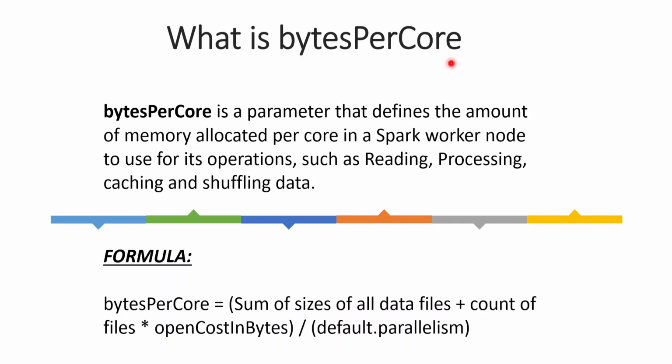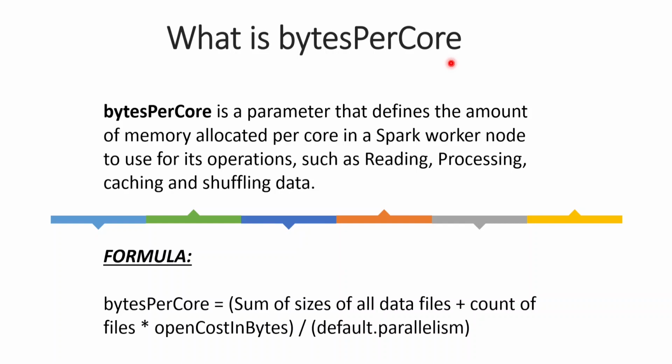Bytes per core is about how, whenever we distribute the total data across the available cores or executors, it can be distributed uniformly. This is one rough estimate. Based on this estimate, we still have one more formula. Based on that, the number of partitions will be decided.